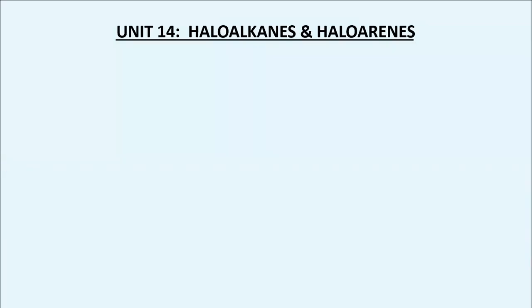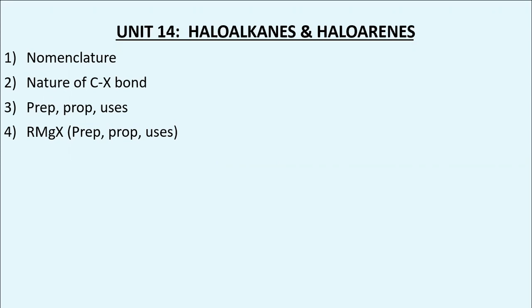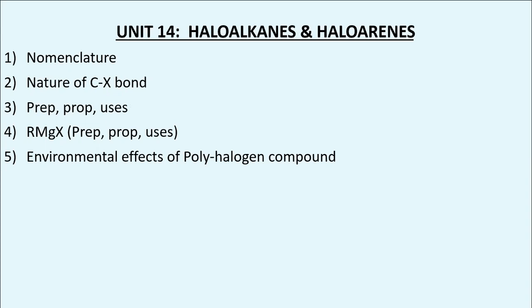The next comes haloalkanes and haloarenes. In this unit, we are going to discuss their nomenclature, nature of C-X bond, then preparation, properties, uses. The next will be RMgX, which is nothing but Grignard reagent. That is how the Grignard reagent will be prepared. Then their properties, that includes both physical and chemical properties. Then uses of Grignard reagent. The next comes the environmental effects of polyhalogen compounds, how they affect. That is also an important thing in this lesson.